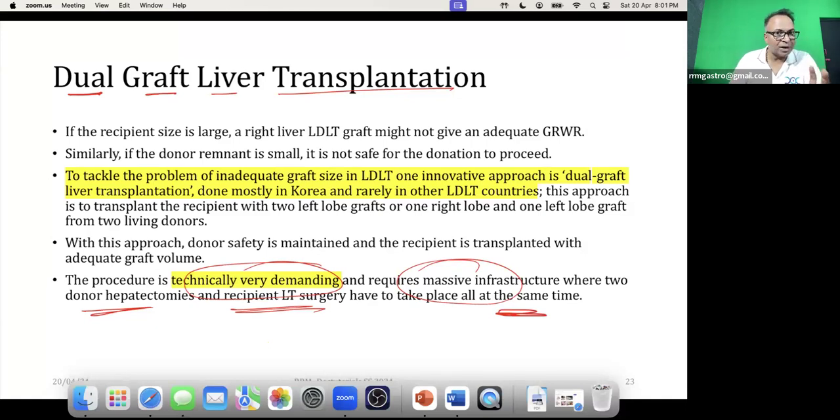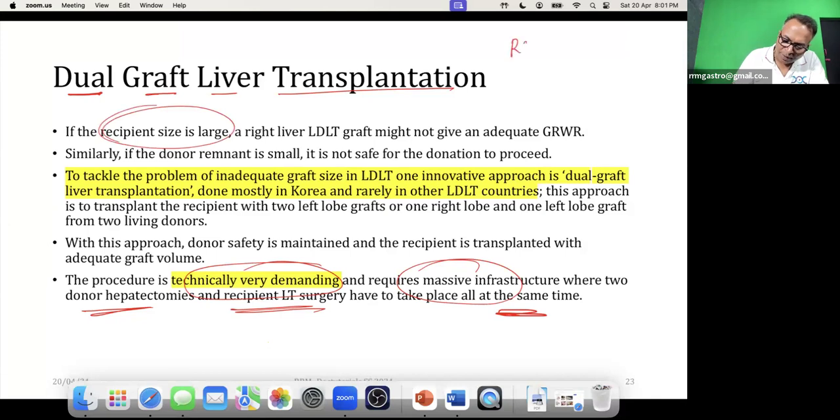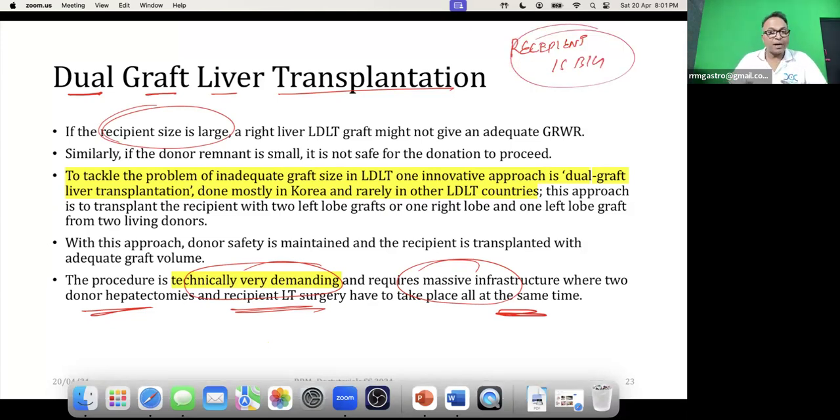Dual graft liver transplant. The question is, you have to understand where dual graft liver transplant is done. In the case where the recipient is big. So remember one answer: recipient is big. Recipient is a big fellow, bulk fellow. So he needs a big liver. In such cases, the live donor is unable to give his half of the liver. In such cases, we have to go for 2 donors for 1 recipient.